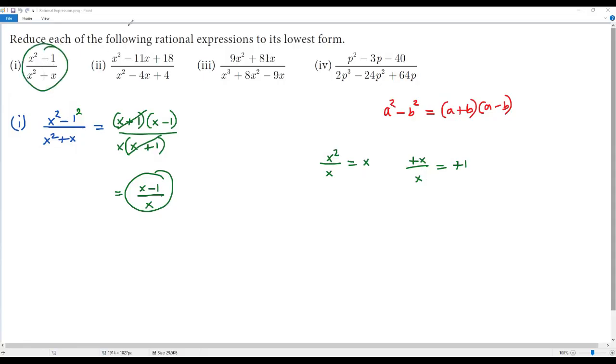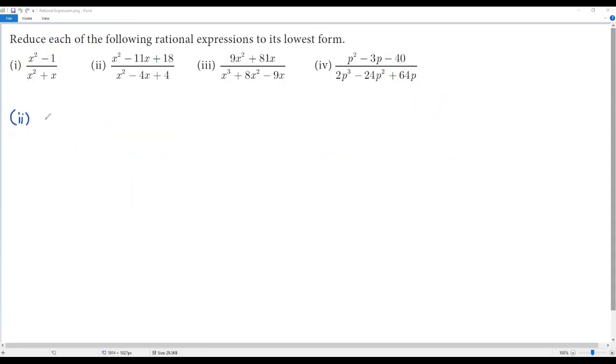Okay, now let me erase the stuff and do the second problem. That is, let me write the question. The rational expression x square minus 11x plus 18 divided by x square minus 4x plus 4. Okay, now the same thing. To simplify this rational expression, we have to factor the expression in numerator and denominator as well. Okay, in both numerator and denominator, we have a quadratic expression. Okay, now let's factor the quadratic expression in numerator.